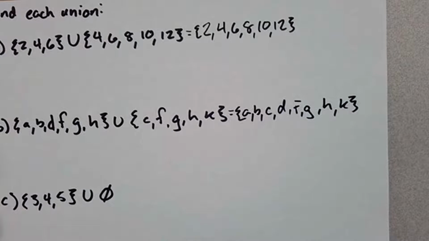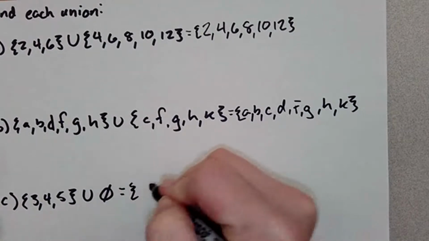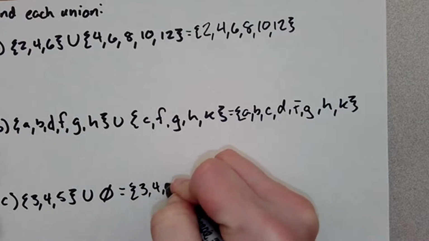Finally, we've got the union of the set that includes 3, 4, and 5 and the empty set. The union of any set with the empty set is the original set. So this is just the set that includes 3, 4, and 5.